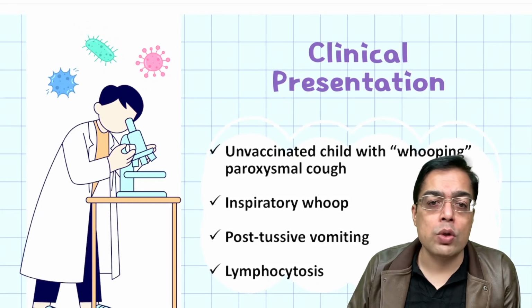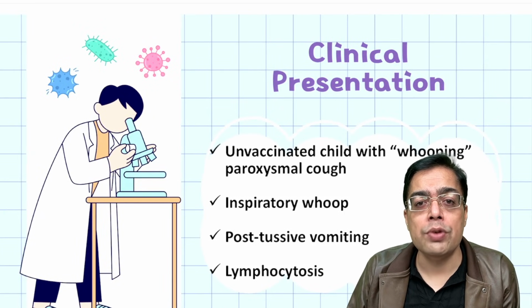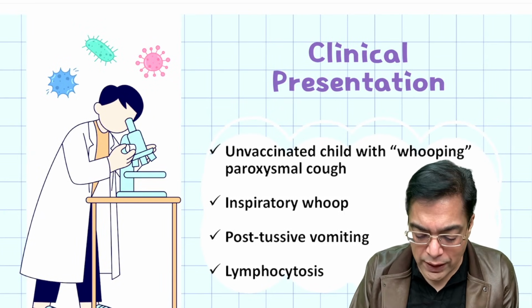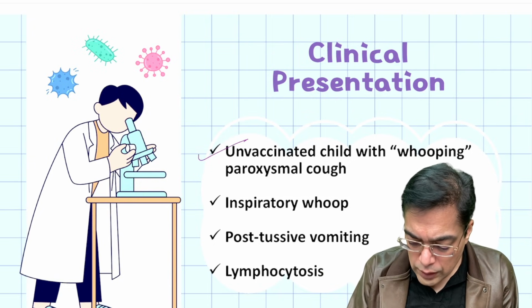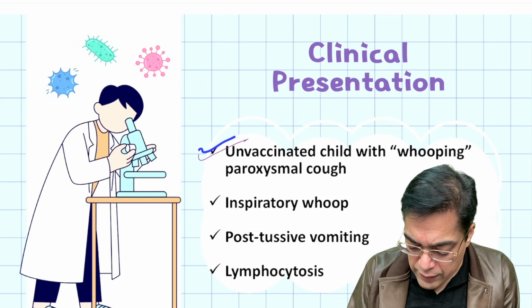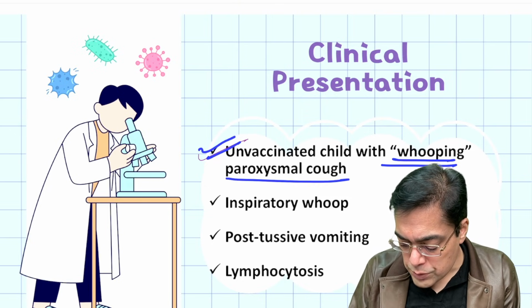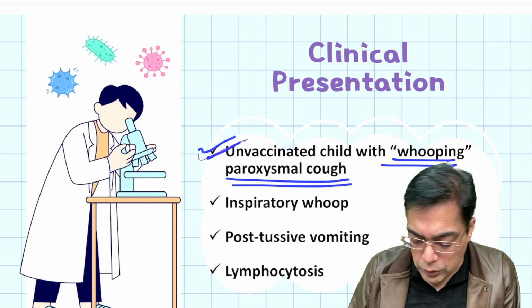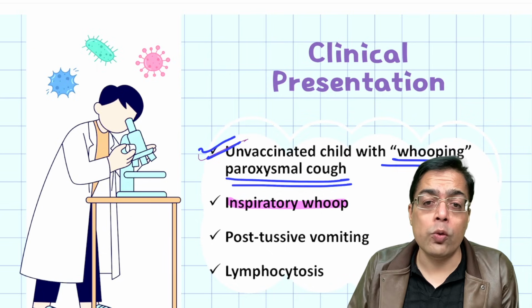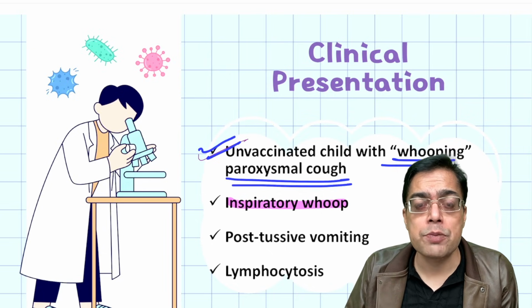See the next one, which talks about a patient with a history of being unimmunized, an unvaccinated child. What we observe in this unvaccinated child is the presence of whooping or paroxysmal cough. Whenever we talk about whoop, in contrast to wheeze, which is an expiratory sound, whoop is typically inspiratory.